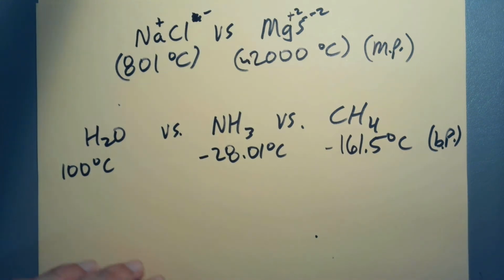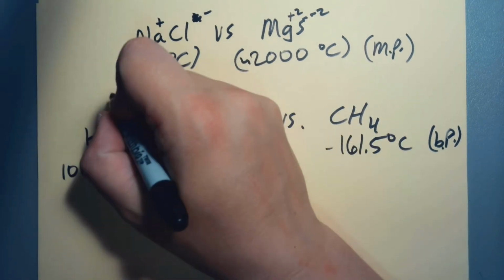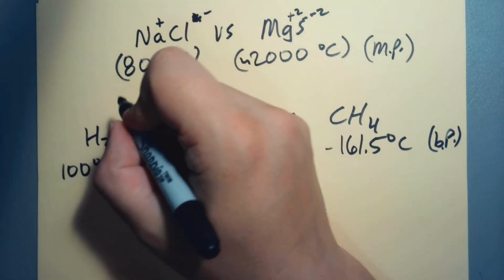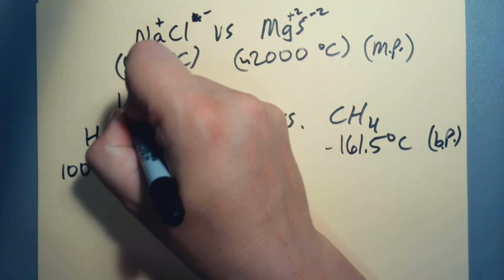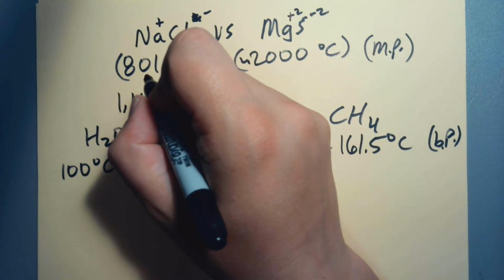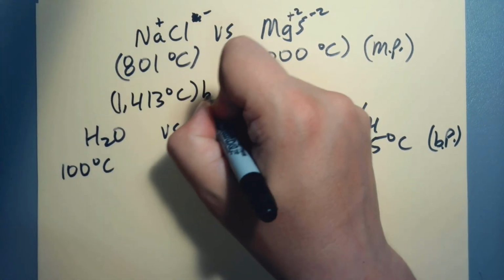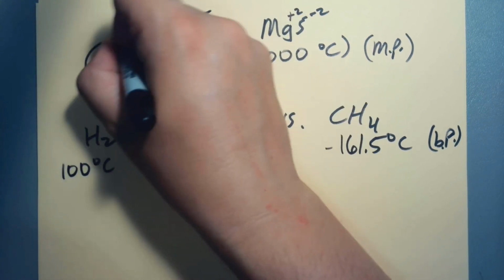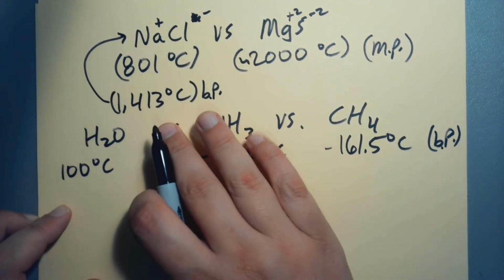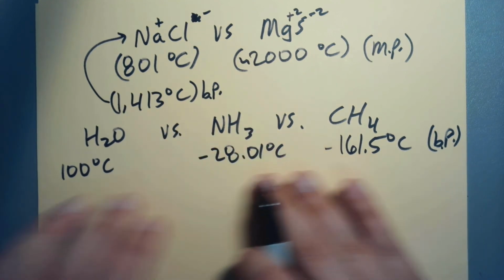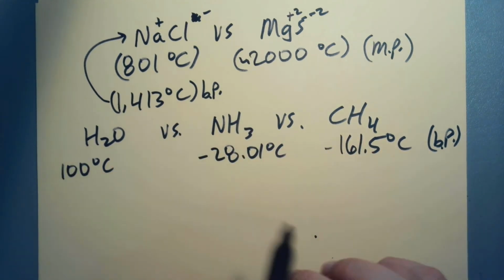Alright, so let's see. I guess if we want to compare them, I do have the boiling point for sodium chloride here, because why not? So it is 1,413 degrees Celsius for a boiling point. So ion-ion attraction, very strong in comparison. And again, you do not have to memorize these numbers. I just like to use them for demonstration purposes.